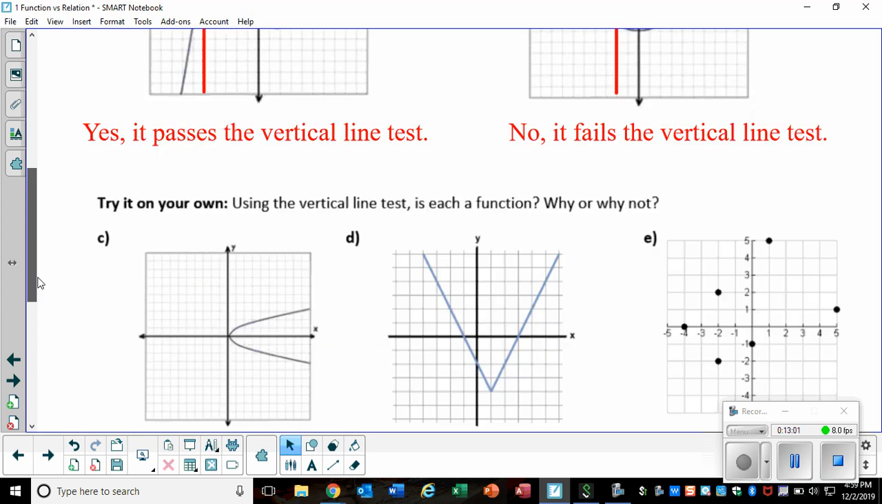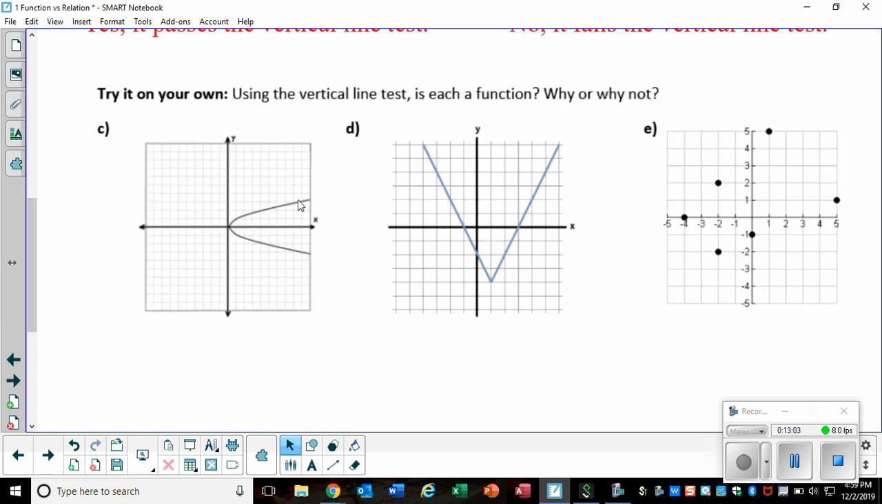You guys are going to try these last 3 on your own. You can just go ahead and draw your vertical line. With this one, because they're just a bunch of dots, I strongly suggest drawing a vertical line through each one. Just triple, quadruple check to make sure every location doesn't pass or does pass the vertical line test.